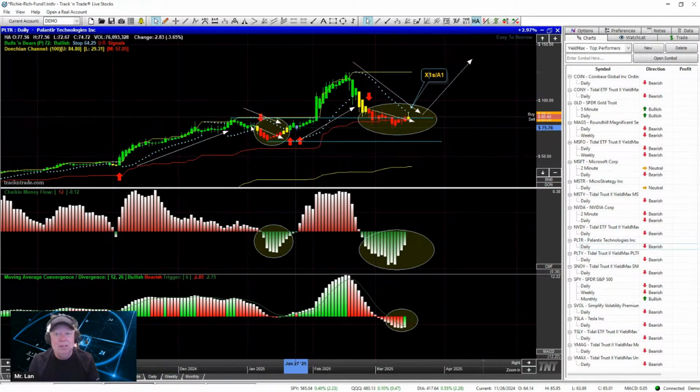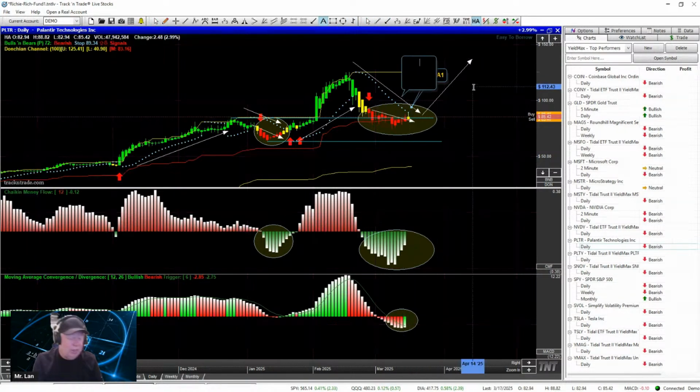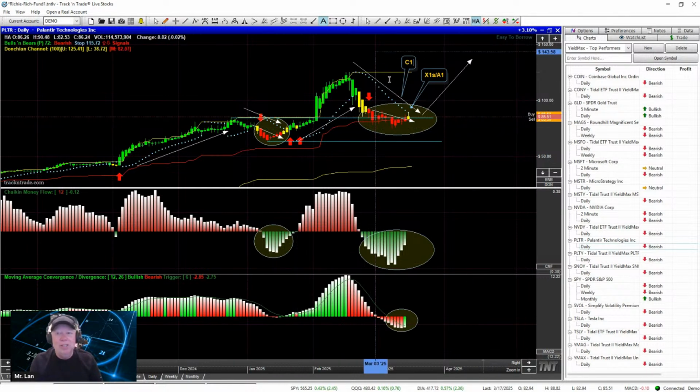This could be a, it could just be a C. It could just be a C1. Might not be an X1. I don't know. It could be a C1. You know what? If we call that a reset, it could actually be a B1. It could be a B1.